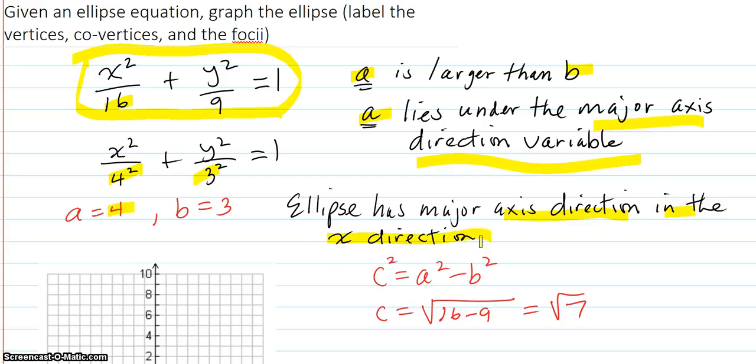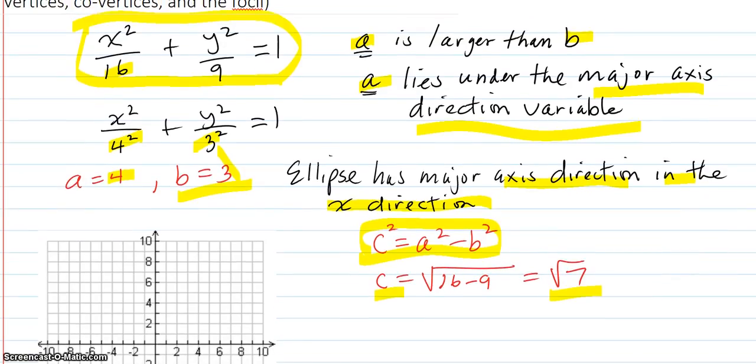And then for figuring out the foci, we know that this relationship holds for an ellipse, so that C is going to be the square root of 7 and B is 3 from here. So we have everything we need, so we can start to put these points in.